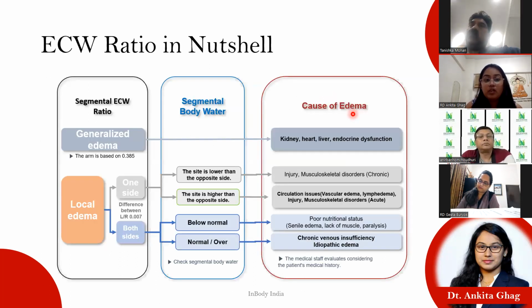And how do we figure that out? If the extracellular water ratio, as I mentioned prior, 0.360 to 0.390, is on a higher side, then that can be because of organ dysfunction. But if we see it only on one side, with a difference of 0.007, then there is a higher risk that the person has a musculoskeletal injury or edema. It can be an acute injury also. If both sides have higher edema, it can be idiopathic edema at times, or it can be because of lack of muscles or paralysis.